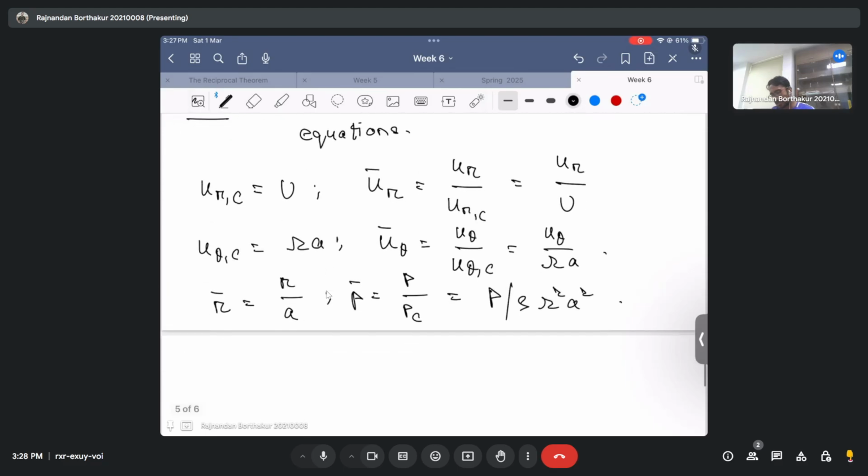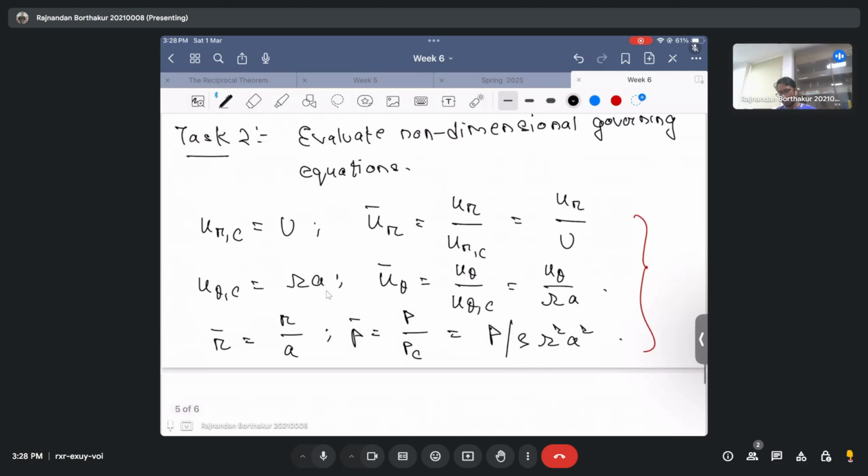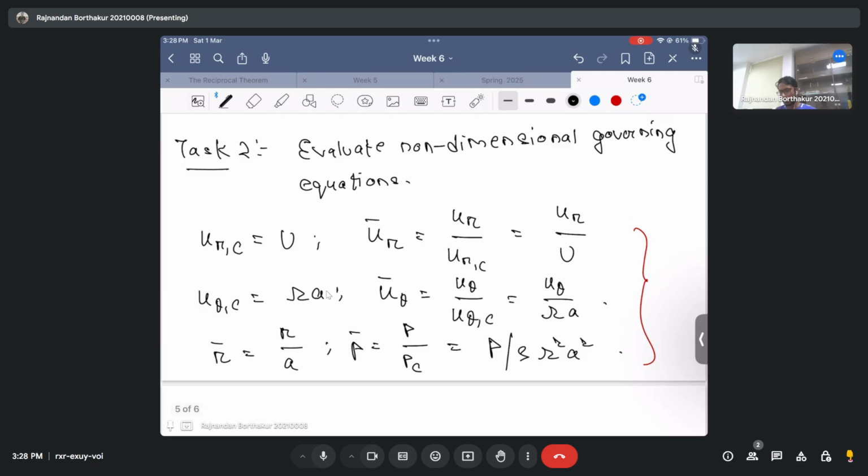Okay, so that's it. These are the non-dimensional variables that we derive: UR bar, U theta bar, P bar, R bar. Basically, these are all the variables that we would require in solving the R and the theta momentum equations. All right. I hope this is clear. I will again stop here for a couple of minutes, and I hope you are clear on this.